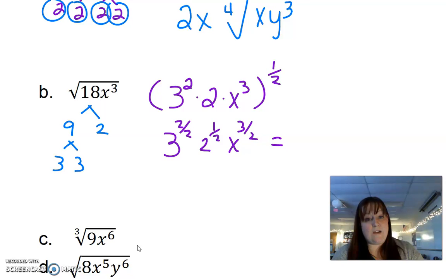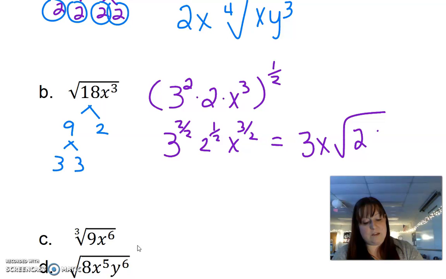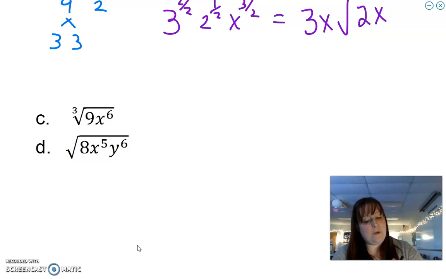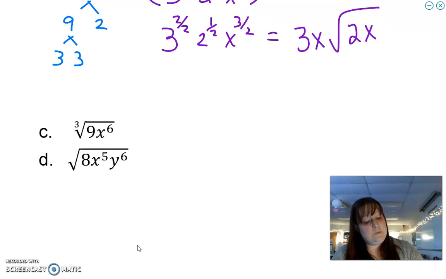And then we just simplify that. 3 to the 2/2 is just 3. 2 to the 1/2 is still going to be under a square root, right? X to the 3/2 is x times x to the 1/2. So both of those ways work. Hope I didn't leave myself any room on this one, so we'll go right above it. So this would be 9x to the 6th to the 1/3. And 9 is 3 squared.